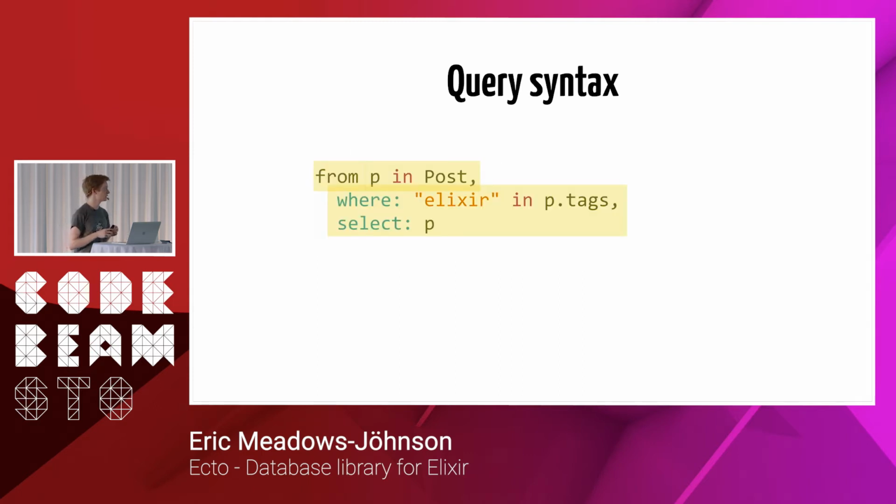And this is how it looks in Elixir. So this query, for example, returns all posts tagged with the string Elixir. And it always starts with the from macro. The from macro receives two arguments. The first one is p in Post here. So this says that we want to query on the Post schema, and we want to bind the variable p to this.